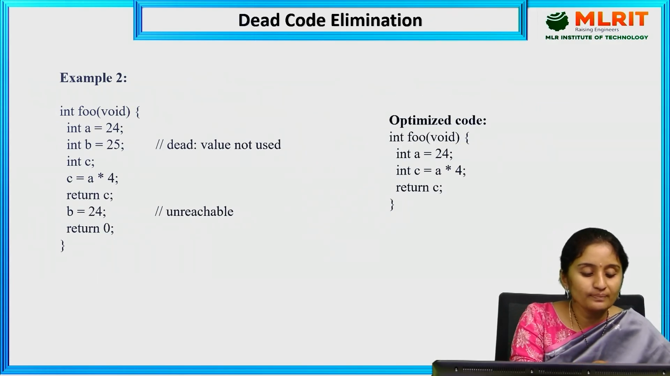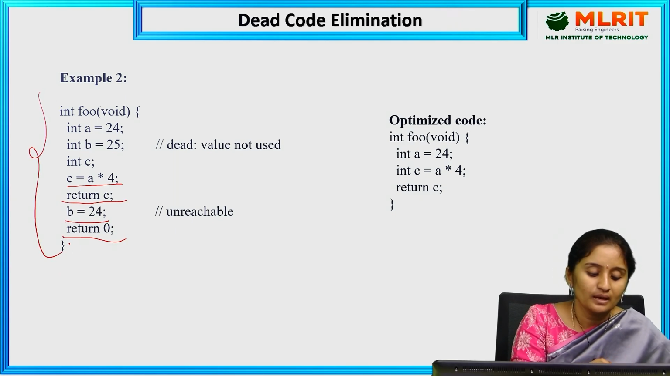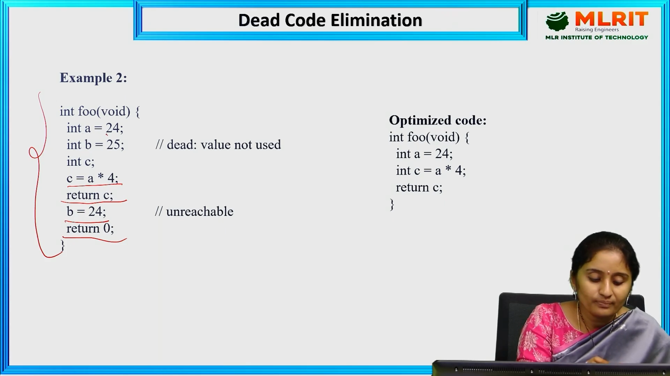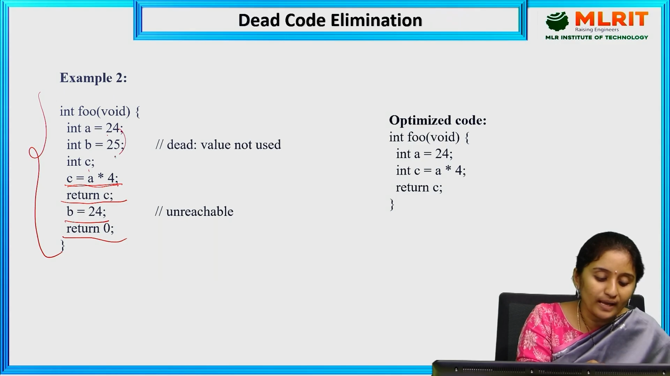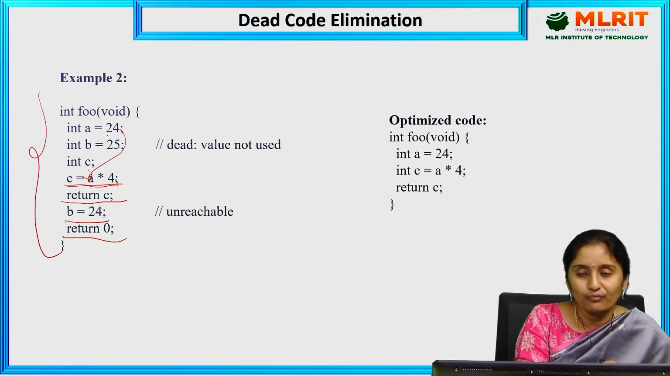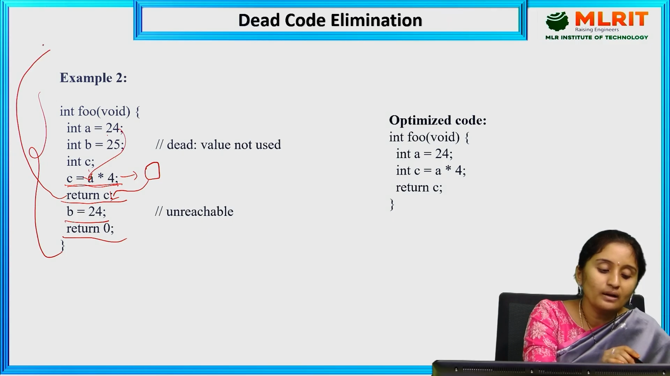A few more examples here. In some function, int a equal to 24 and b equal to 25, int c equal to a into 4, return c, b equal to 24, return 0. See here, by looking into these statements, it takes the value 24, it reads the value 25, and c is declared as integer type, and here c equal to a into 4. Nothing but 24 into 24 is calculated and we get some output, and that output is given here, return c, and it is returning to the main program.